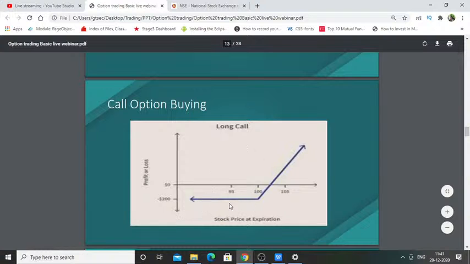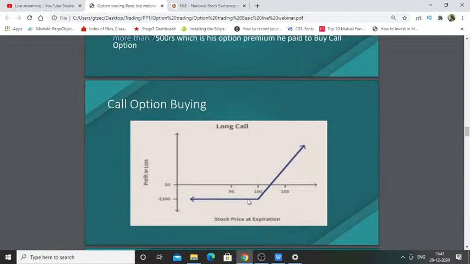Let's assume that you are a call option buyer. Once you have bought this, if the stock starts falling, your loss will be limited. It will not go beyond the option premium you spent for buying that. So this is a straight line, at the different strike prices or option prices. You will not lose much more than that.